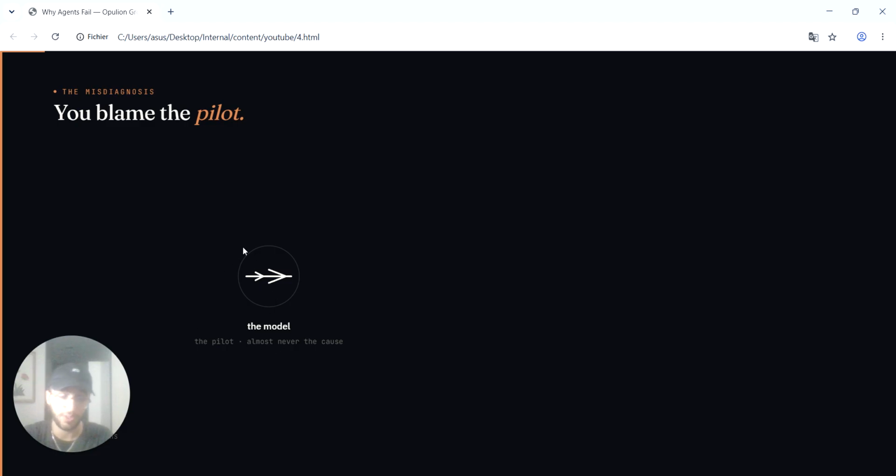So this is the actual plane right here. It's your model, the AI, the pilot. It's so skilled and capable, and it's also the expensive part, and the part that everyone gets obsessed over. And in reality, it's almost never the reason your flight gets delayed.